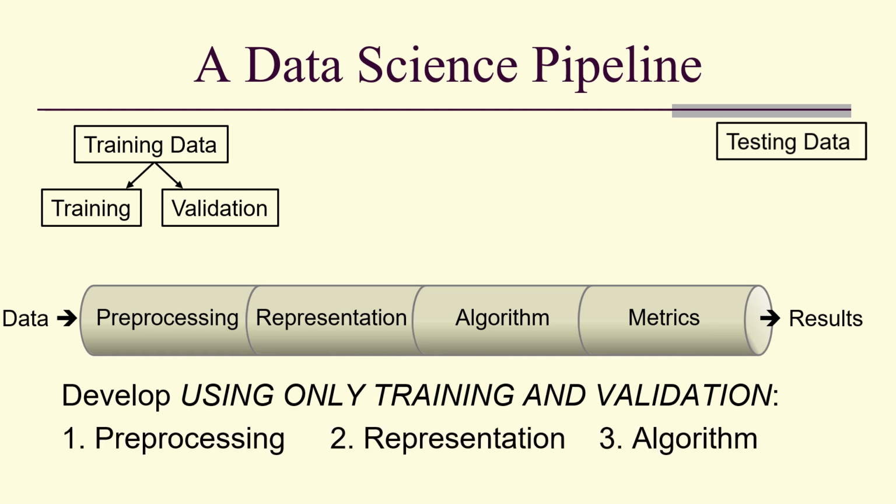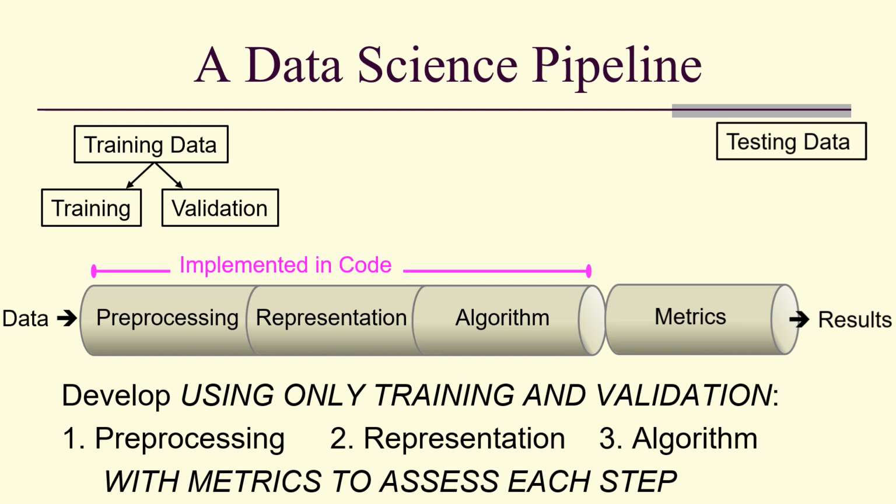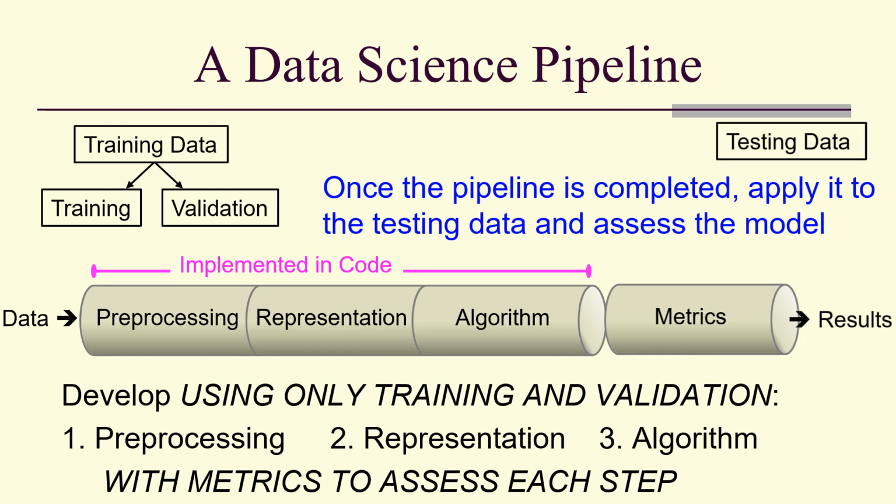So you develop the pipeline for these 3 parts, with metrics to assess every step actually. You can think of the first 3 parts as often implemented in code. And then once you've finished your pipeline, you can apply it to the testing data and assess the model.